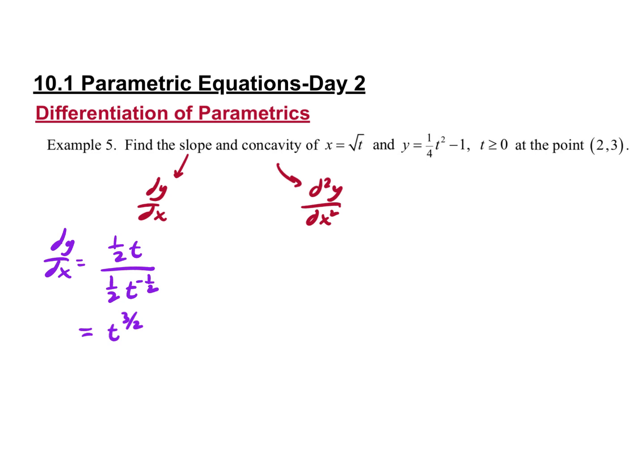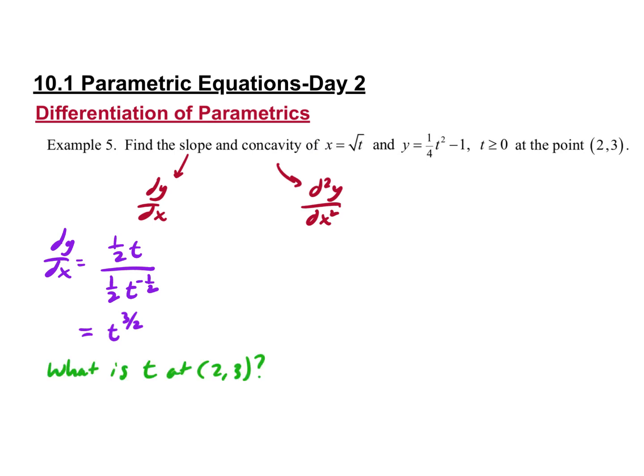The issue here is they're giving us a point (2, 3). We have to know what t is at that point. You can use either x or y. Which one do you think will probably be easier to use here? This one seems a little less complicated. So what they're saying is if x is 2, what does t have to be? 4, because the square root of 4 is 2.